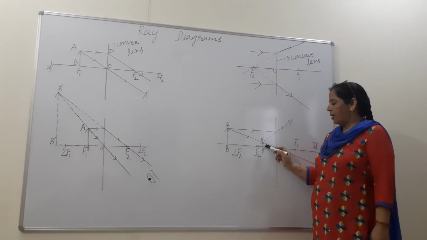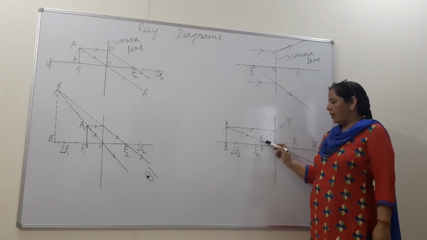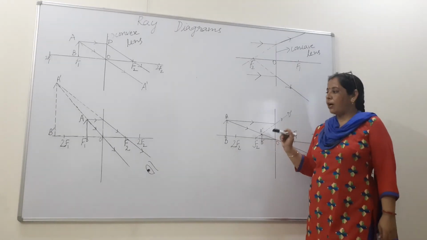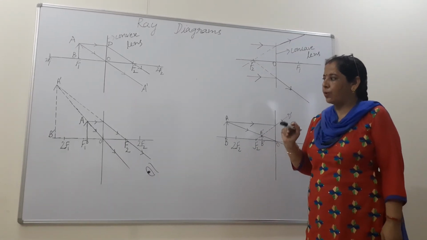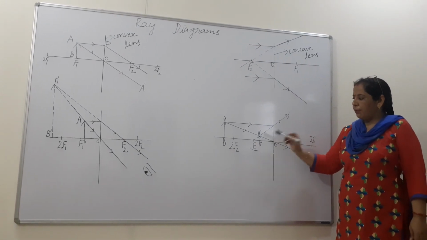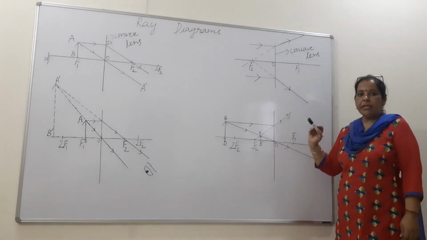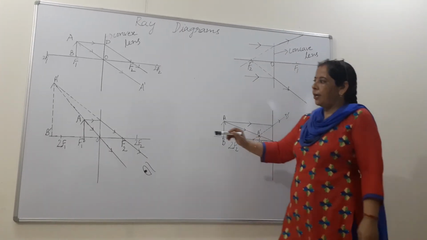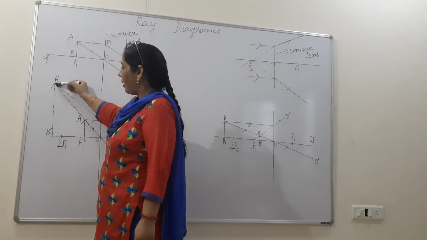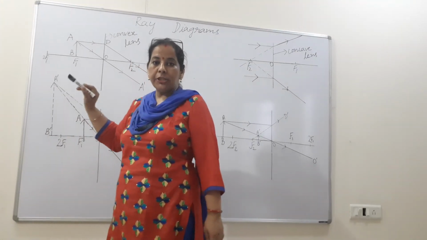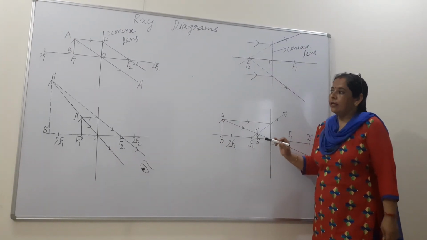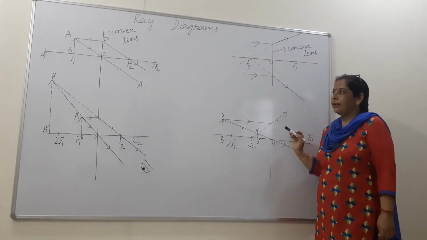And what is its nature? It is virtual, erect, and always smaller than the object. One more important thing that students are lacking in the exams beta, where the virtual image will form, where the erect image will form, this line always we have to show in the dotted way. Don't draw here solid line, otherwise you will lose your marks. And when there is an inverted image, solid line, that is must.